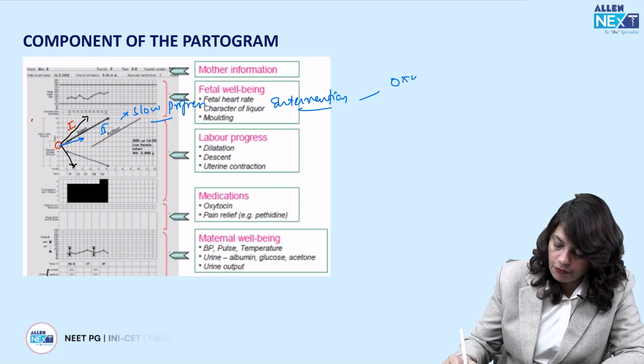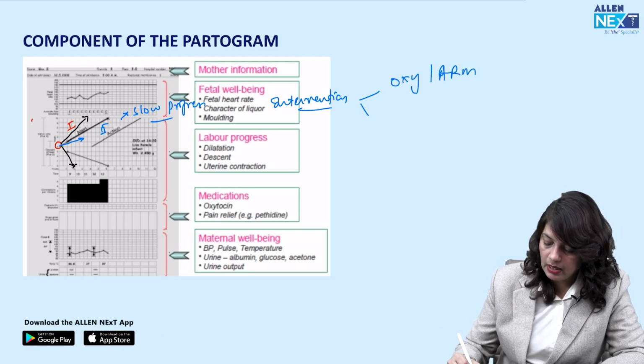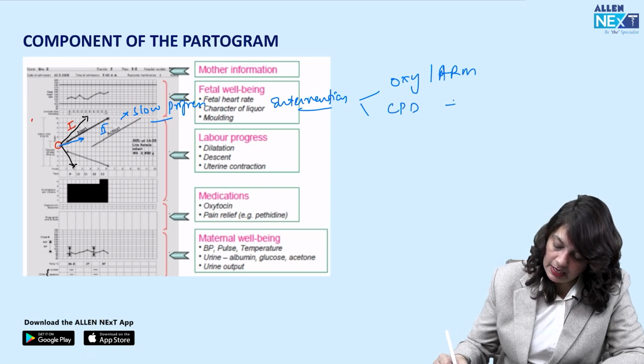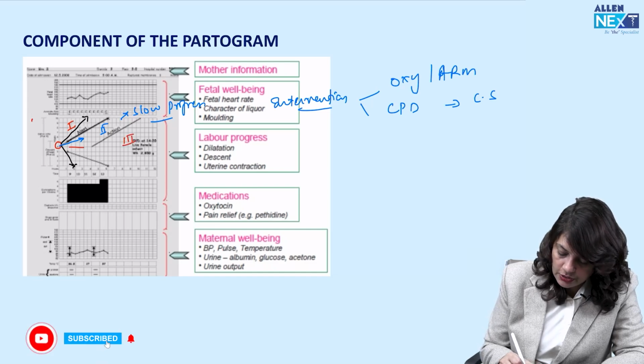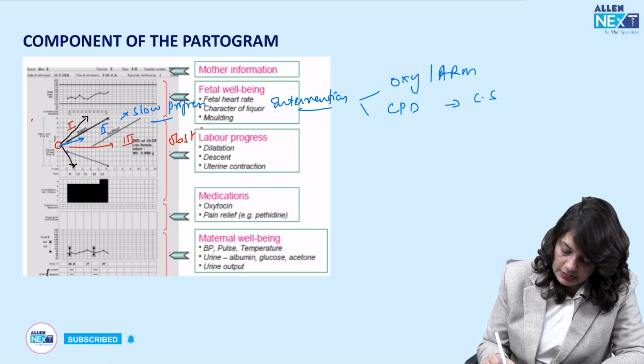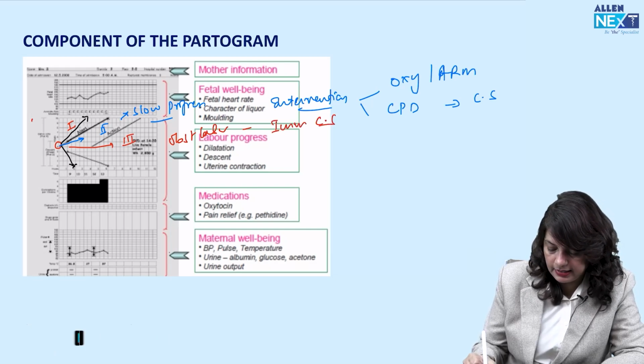Intervention in the form of oxytocin or ARM if the contractions are mild, and if it is CPD, then you have to do a cesarean section. If this graph goes into zone 3, that means it is obstructed labor and you have to do an immediate cesarean section.